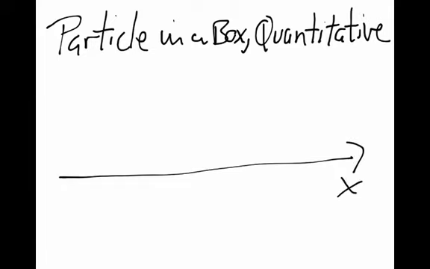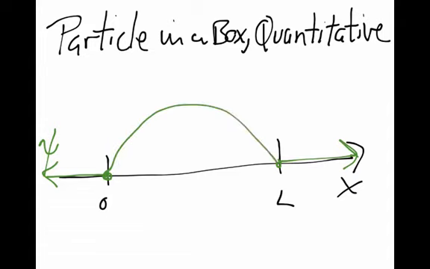So in review, here's our x-axis. There's x equals 0. There's x equals L. And the wave function we already found has to be 0 for x less than 0 because the particle can't be outside of the box, and likewise it has to be 0 for x greater than or equal to L. And then we found that between 0 and L it had to curve up and back down again because the particle had to be there.